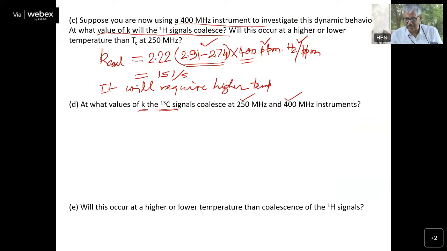And then will this occur at higher or lower temperature than proton coalescence? Of course, it has to be higher, because carbon chemical shifts are quite far apart. So they will require even higher temperature to reach that. If you solve it, you will see it requires higher temperature than 1H.